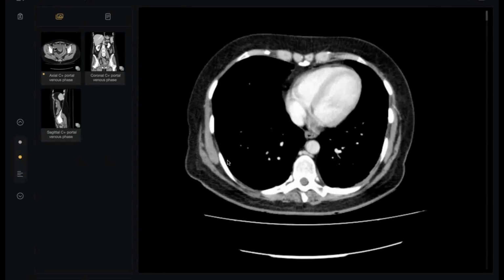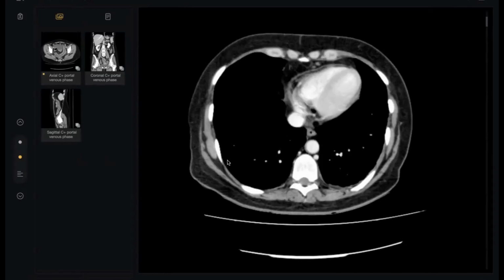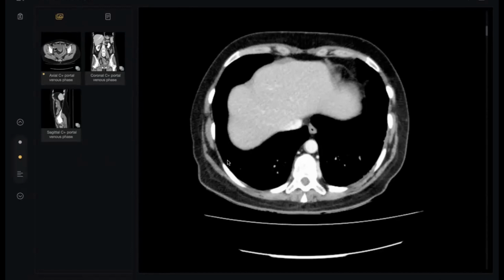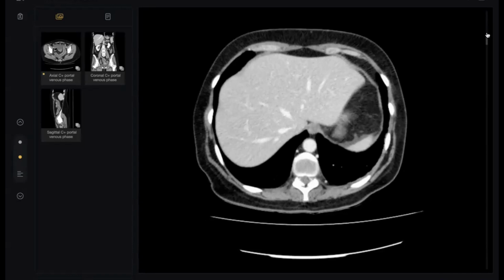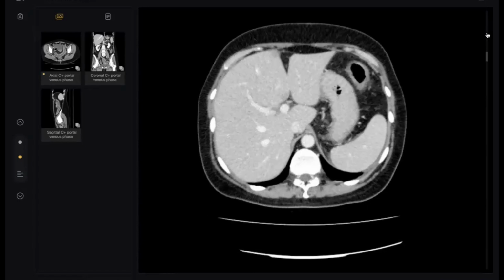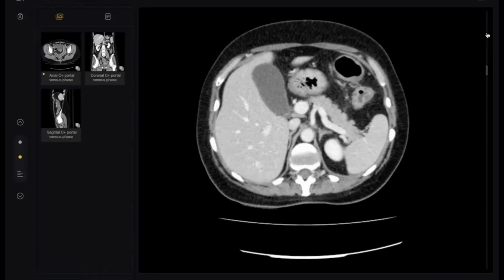Can you scroll? Yes. I have been provided with the axial CT images of an abdomen, post-contrast images. Sir, I'm not able to scroll. Use the arrows. Sir, are you scrolling or am I scrolling? I'm scrolling.